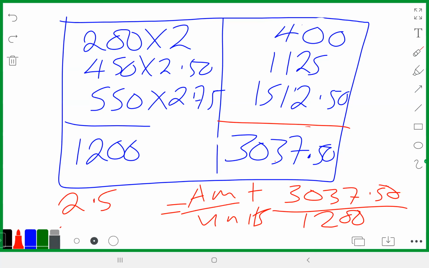2.53125. So 2.53. The full number? 53125. Okay, that is the price. Average price. This is the average price.